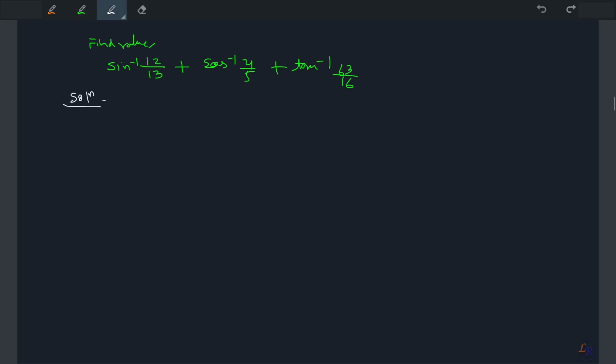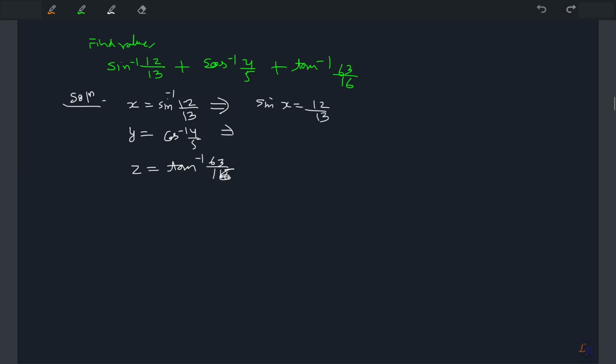So assume that x is equal to sine inverse 12 by 13, y is equal to cos inverse 4 by 5, and z is equal to tan inverse 63 by 16, right? So you can write this as the inverse. You can write it as sin x is equal to 12 by 13. Here you can write cos y is equal to 4 by 5. Here you can write tan z is equal to 63 by 16.